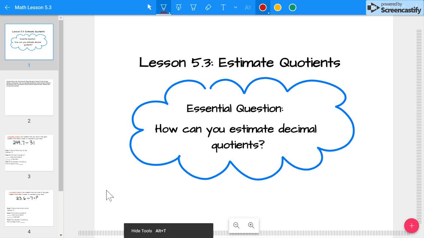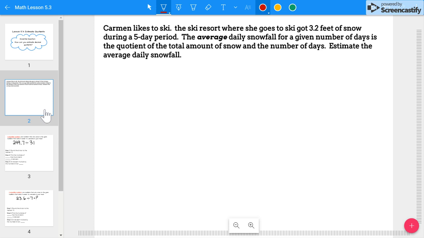So today's math lesson comes from chapter 5, lesson 3, where we're talking about estimating quotients. So our essential question is, how can you estimate decimal quotients? So here's a story problem for you.